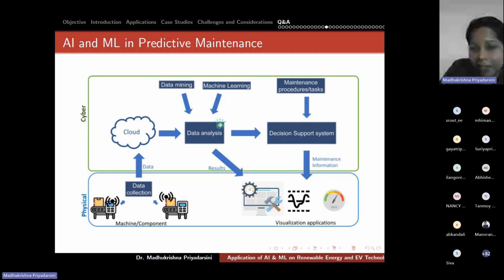Here, the physical world is taking the input as well as providing the output. Behind this physical interaction is your cyber world.